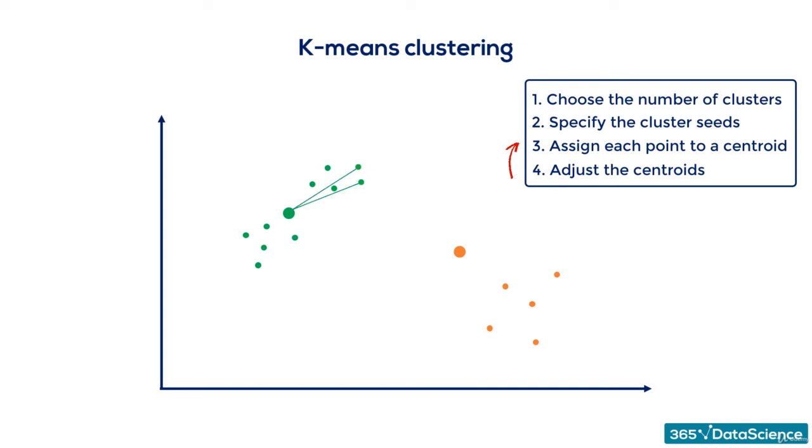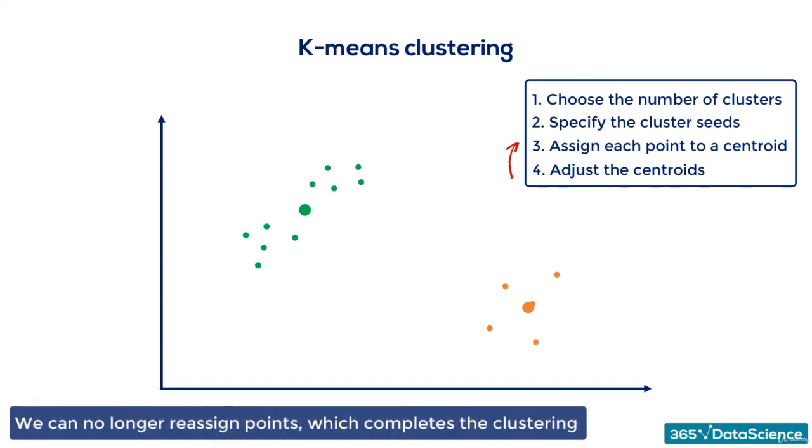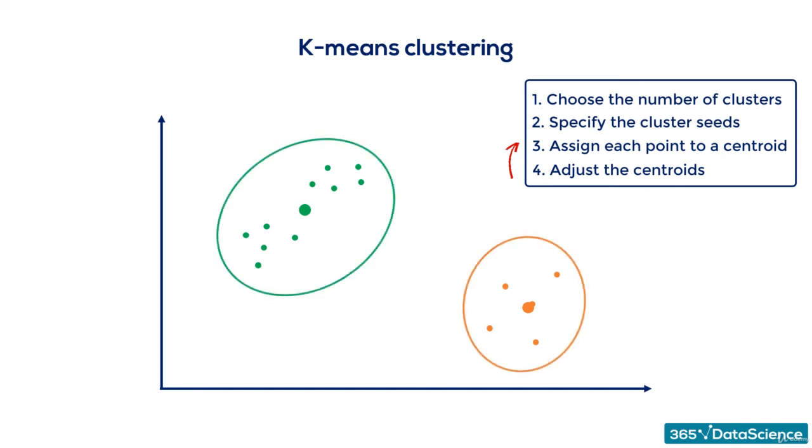Finally, we must recalculate the centroids. That's the new result. Now, all the green points are closest to the green centroid and all the orange ones to the orange. We can no longer reassign points, which completes the clustering process. This is the 2-cluster solution. All right, so that's the whole idea behind clustering.